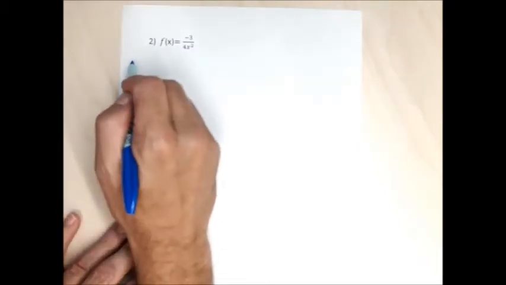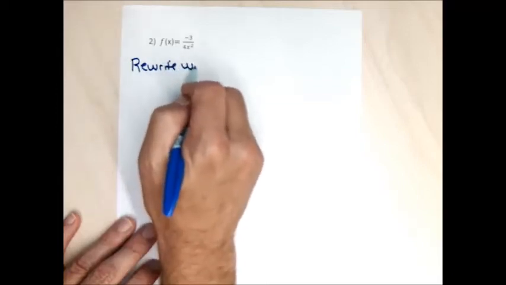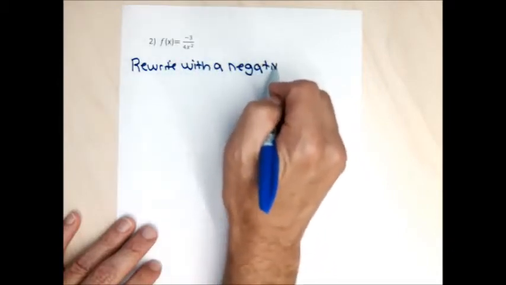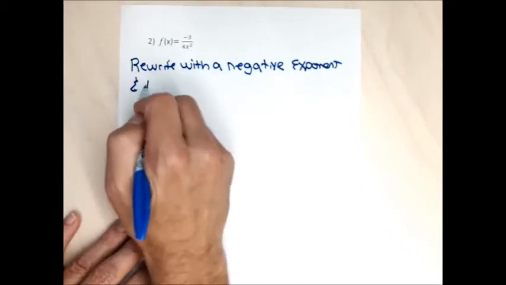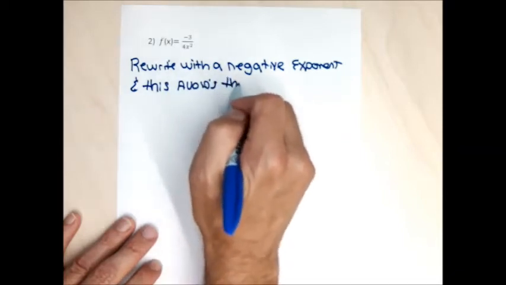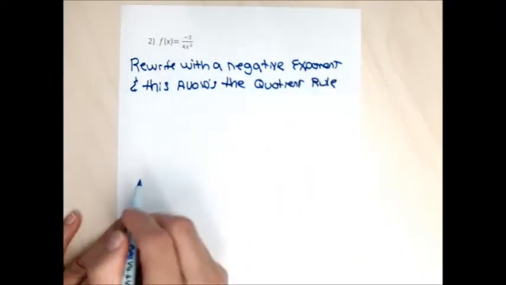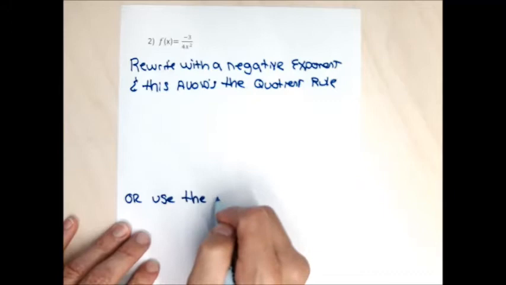Question 2, it's a fraction, so if you want to, you could use the quotient rule to take the derivative. There's two ways. There's a way to do it by rewriting with a negative exponent. And this avoids the quotient rule. It's the easier way to do the derivative. Some students don't like that method, and they prefer the quotient rule.